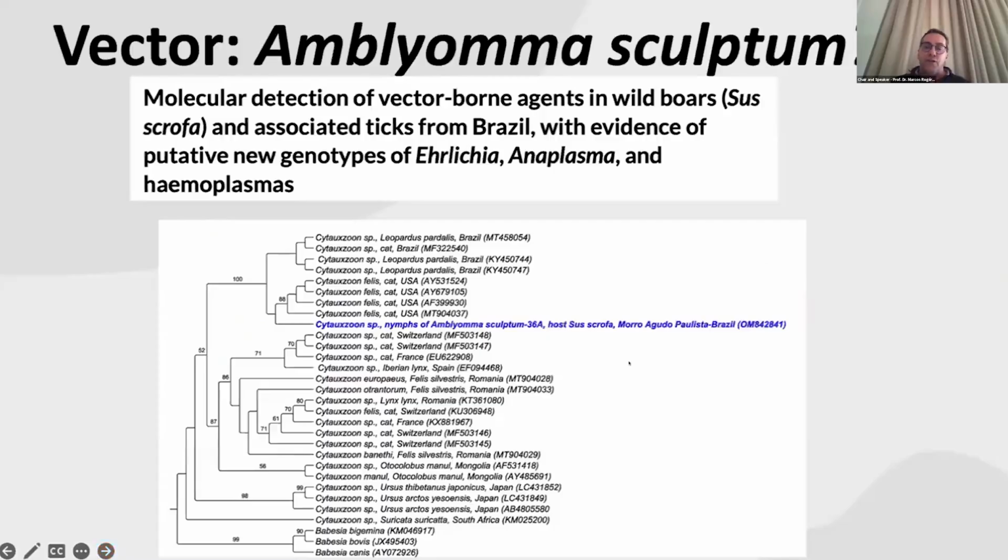What about the vector? Just to finish this presentation, we suspect that Amblyomma sculptum is the main vector of Cytauxzoon among wild felids in Brazil. Why is that? Because 3 years ago, we collected ticks from wild boars in Brazil, and we detected Cytauxzoon in those ticks. Wild boars are not hosts for Cytauxzoon. So we presume that those ticks fed previously on cats or wild cats, and then jumped to wild boars.